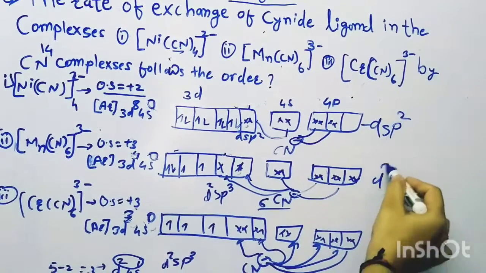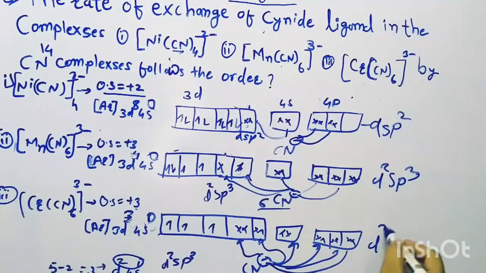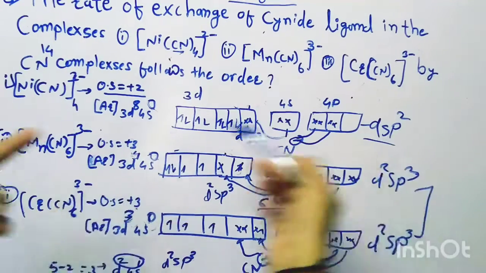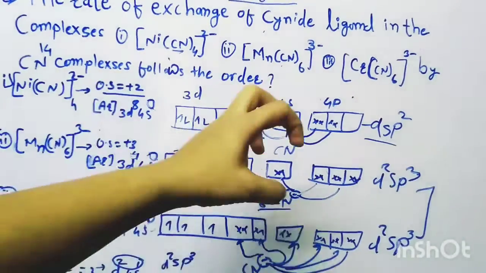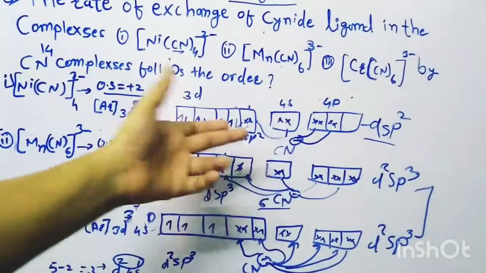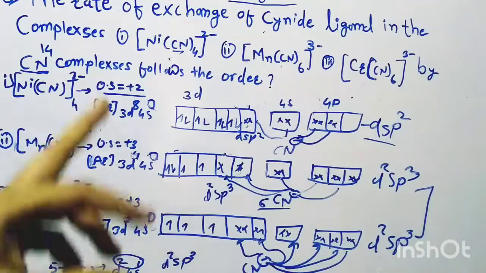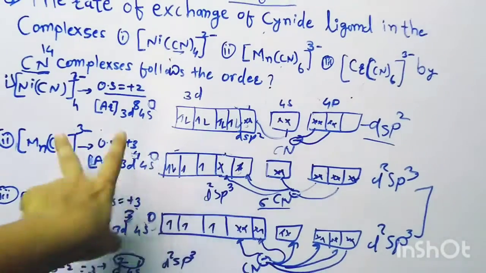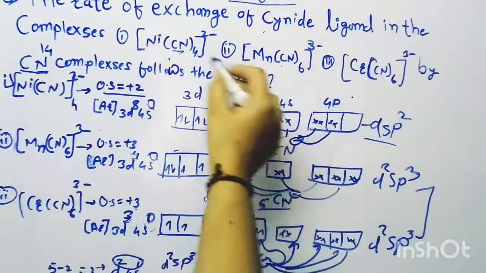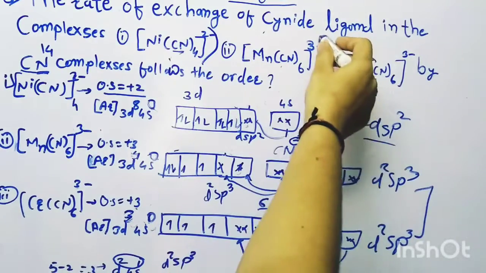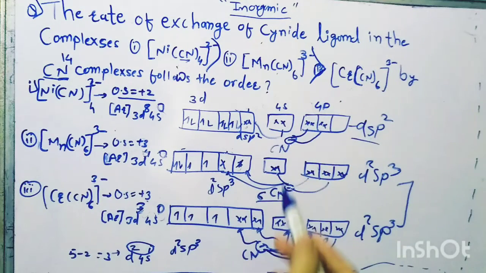This is dsp2, this is d2sp3, and this is also d2sp3. These are octahedral complexes, and this is the square planar complex. So the square planar complex will exchange fastest with C-14 cyanide, so the order of these complexes will be: the first will be greater than the second and then the third. So thank you.